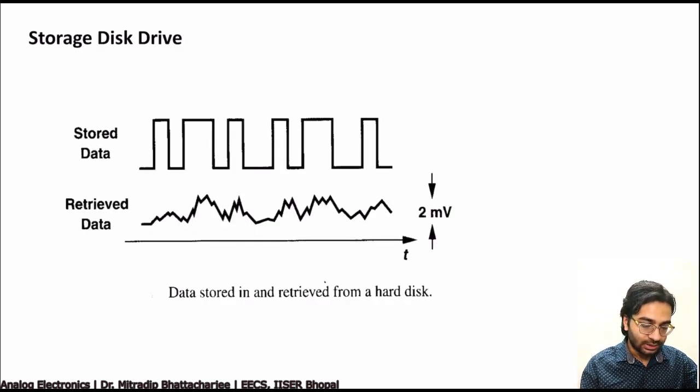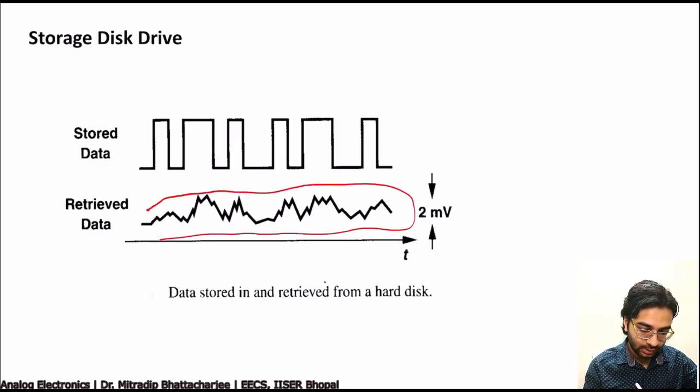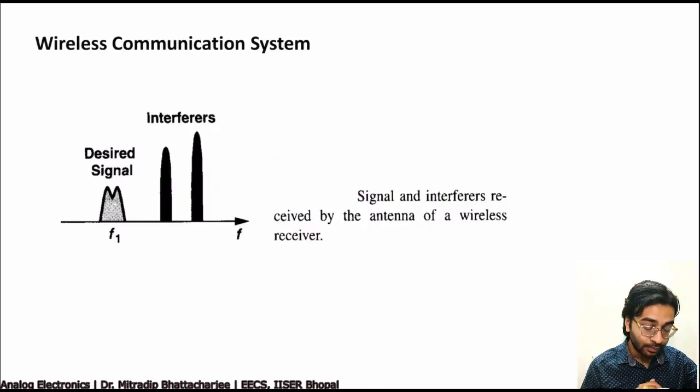Another example was the storage disk drive, that is the hard disk or hard storage memories that we use, wherein we need to recover data after storing. So in that case also we need analog circuits. Just a quick recap of the things that we have done.